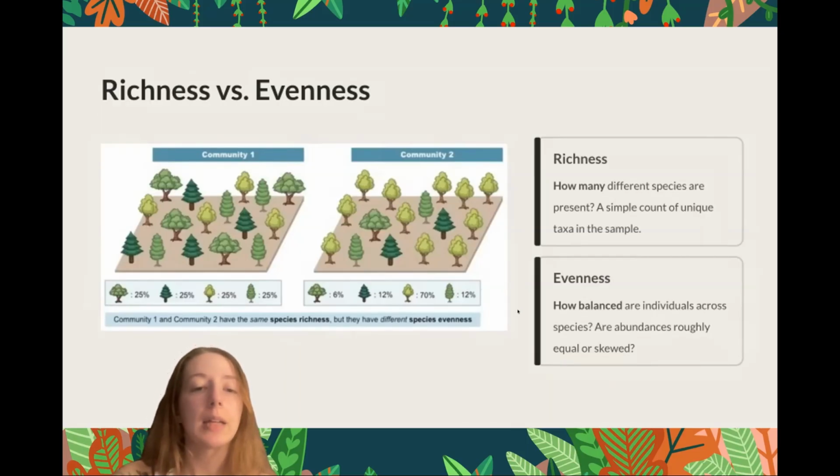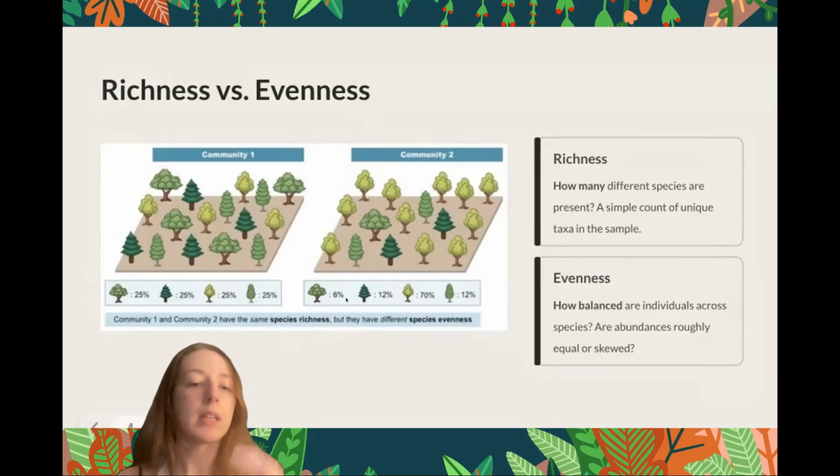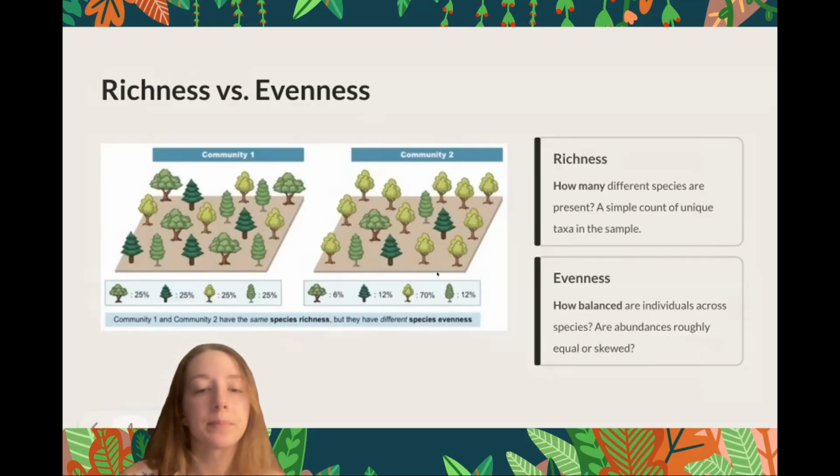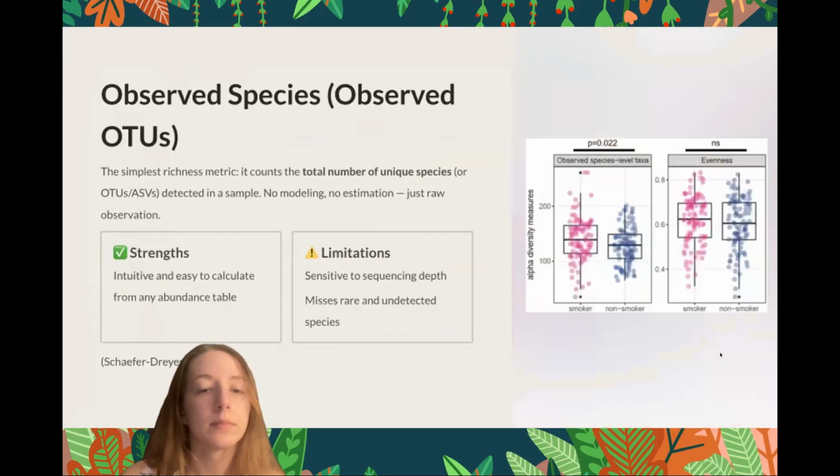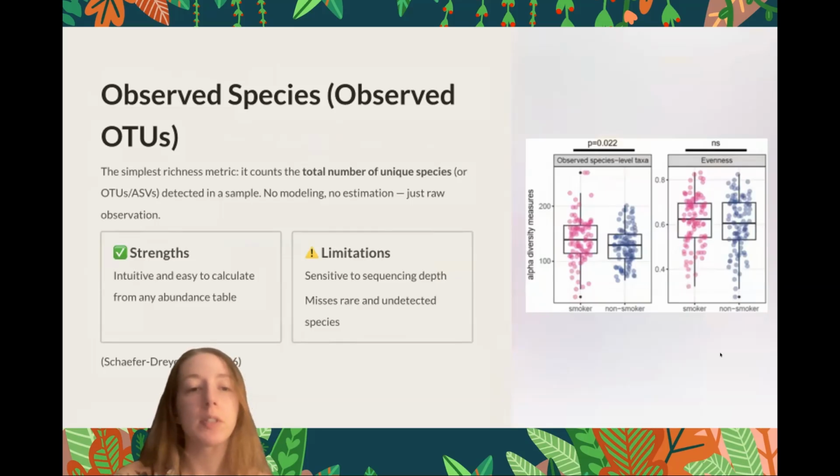So what we see is that the distribution of the trees in community 1 are very even. They're roughly similar proportion. But in community 2, we see that 70% of this light green species of tree is dominating. And so we only get 6%, let's say, of this one. And so the distribution, that evenness, is much different.